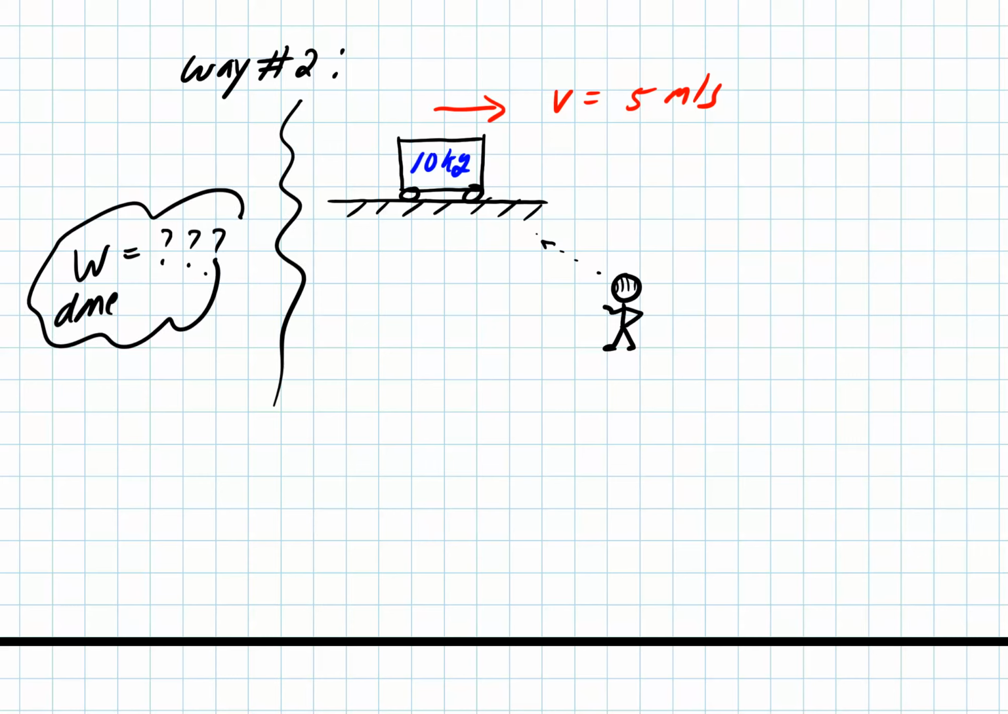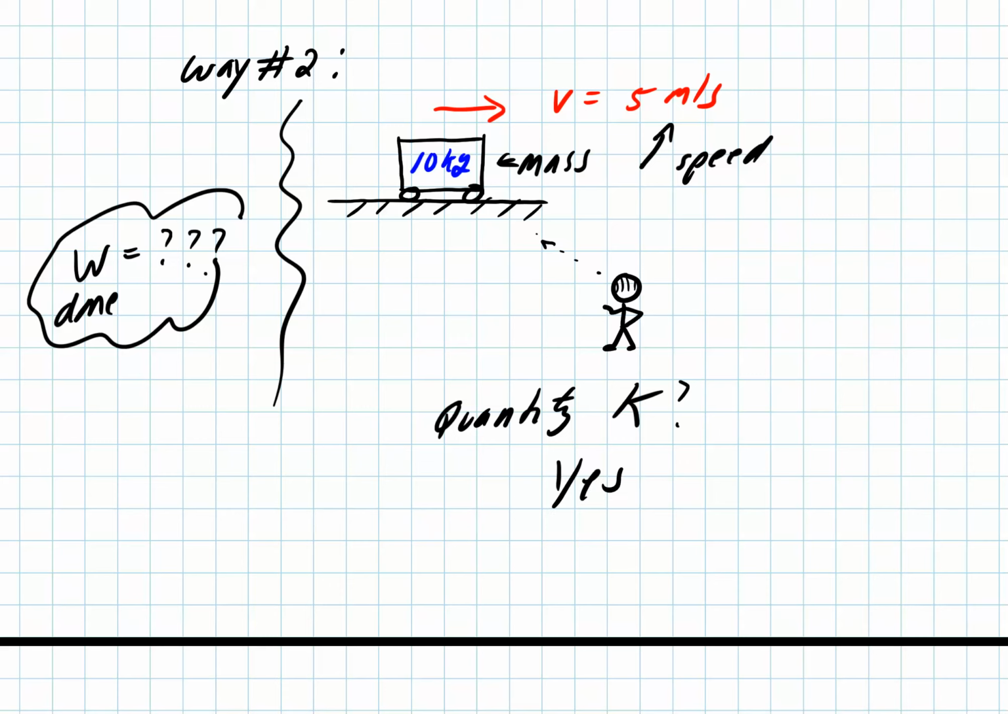All you see is this cart moving along, and you're wondering, hey, what's the kinetic energy of this moving cart? You know 2 pieces of information. You know the mass, and you know the speed. Is there a way that we can quantify the kinetic energy based on mass and speed? And the answer is yes. And it's called using the work kinetic energy theorem, which we're going to basically develop on the next page.